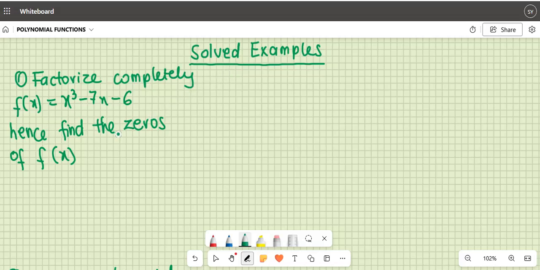Hello friends, we want to look at some solved examples. So example 1: factorize completely x cubed minus 7x minus 6 and hence find the zeros of f of x. To begin with, we are going to use the trial and error method.